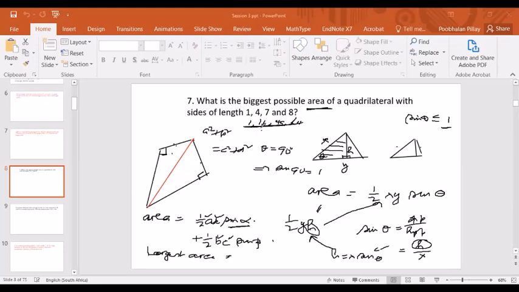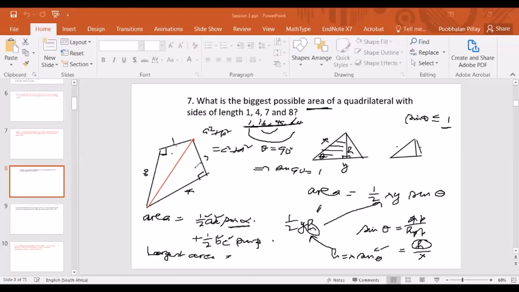Yes, you see 49 and 16 gives you 65, and 1 and 64 also give you 65. So it is possible to have this situation. You'll have 1 and 8 to give you 65, and you'll have 7 and 4 to give you square root of 65. So this is a possible scenario. And so now that will give you the quadrilateral with the largest possible area.